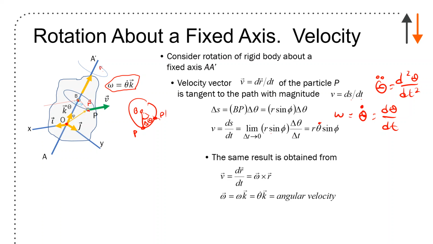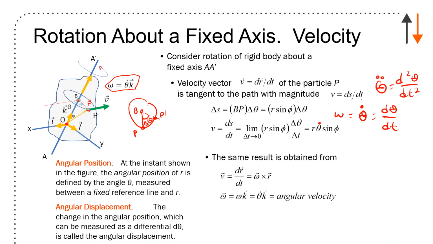So this looks a lot more complex. It's actually not that bad, and you need to do a couple of examples to be comfortable with it. Ultimately, the point here is that the angular position of r at the instant shown in the figure is defined by the angle theta. Theta is that angle within the plane that does that rotation there, measured between a fixed reference line, and that's my fixed reference line over here, and r. So it's right to there. Displacement is just the delta theta, and that's my delta theta over here from an overhead view. So I have angular position, I have angular displacement, and I'm going into these velocities.